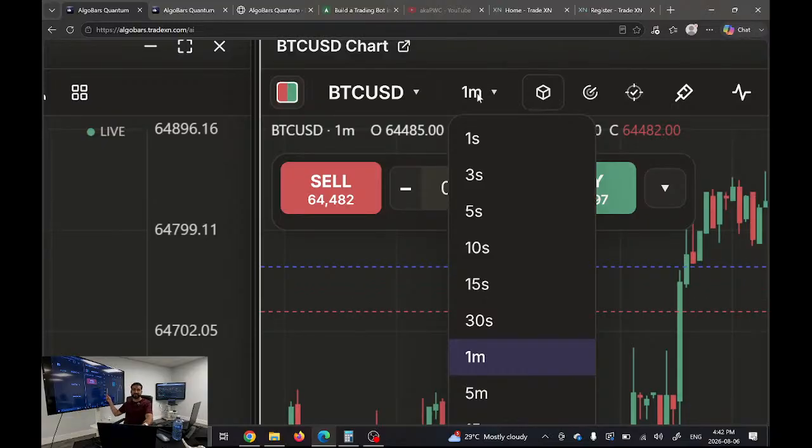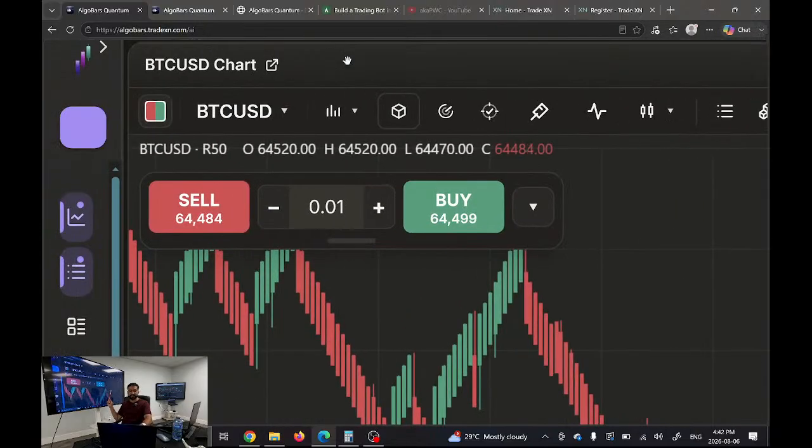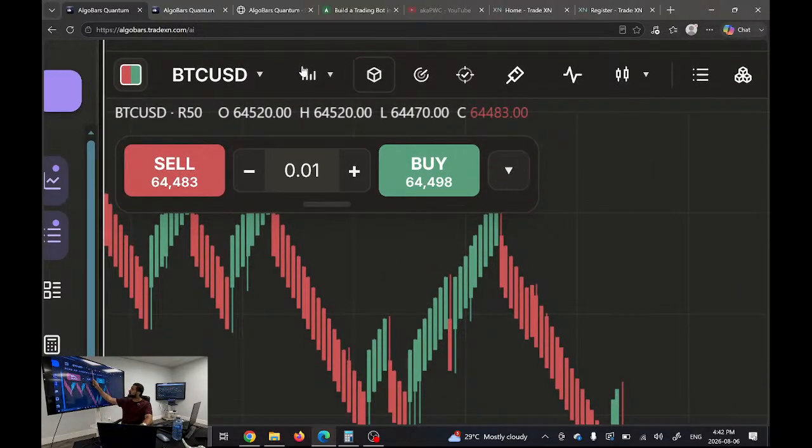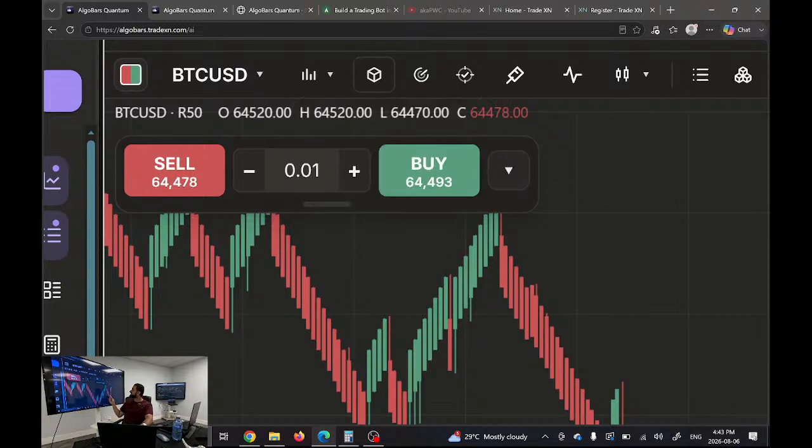By the way, these are paid on other platforms. It's free on AlgoBars. You can open the 1 second time frame for free, 3 second, 5 second for free on AlgoBars. But on the range bars, there's no time frame. On the range bars, when you click the button, it opens range size. Now, I have selected 50 range size. That's the one that I use. Default is 20. I would switch to 50. Now, what does this mean?